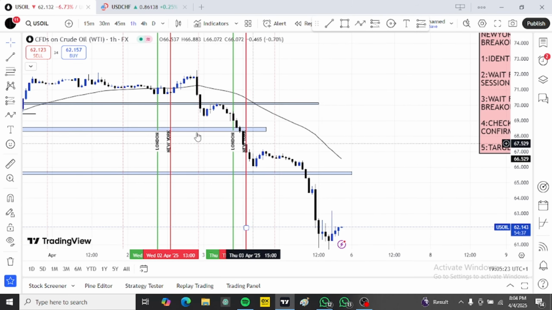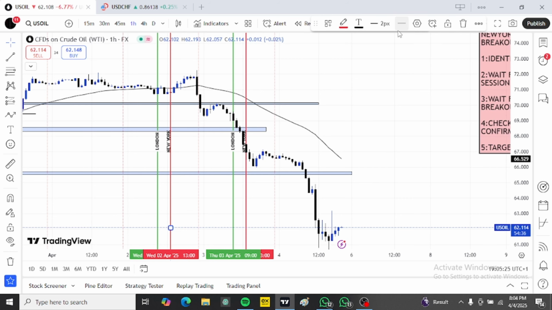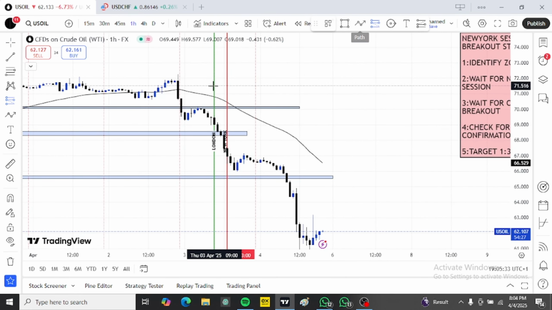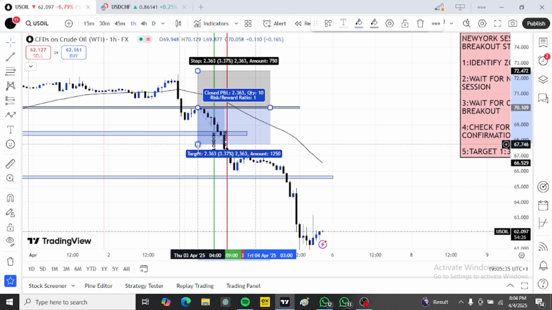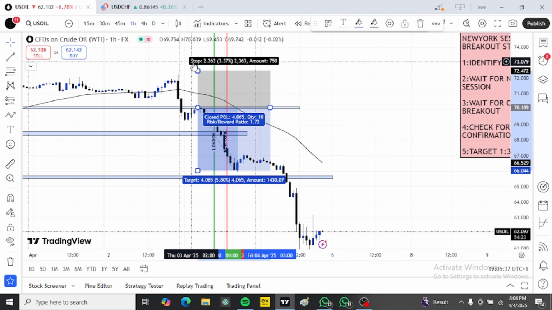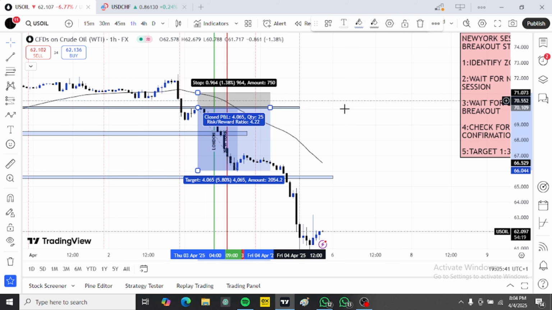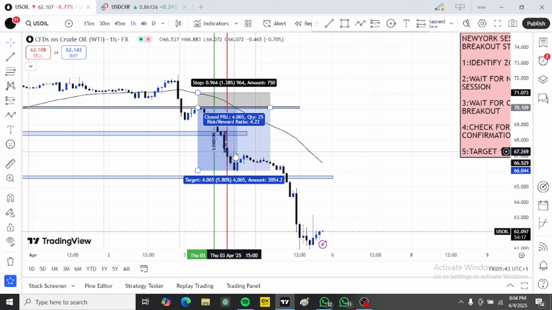So again, let me just delete this one and explain that one. And after that, what did I do? I target my 1 to 3 risk to reward. Let's say I entered from here. Target 1 to 3. That's a very clear example of a 1 to 3 risk to reward. This one can even go up to 1 to 4 risk to reward.